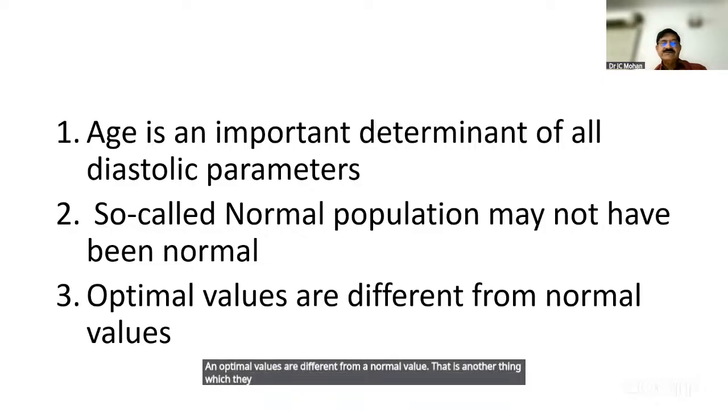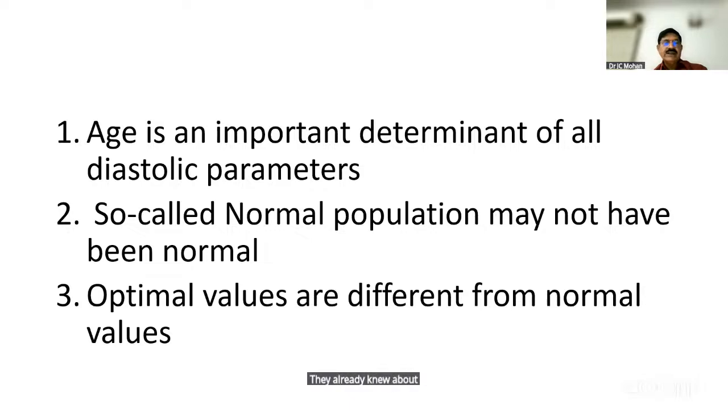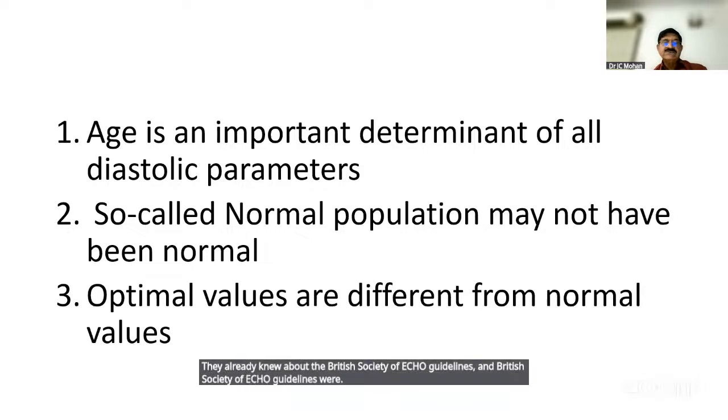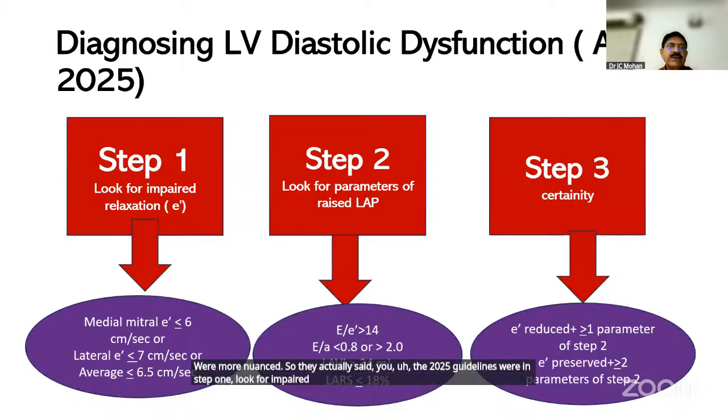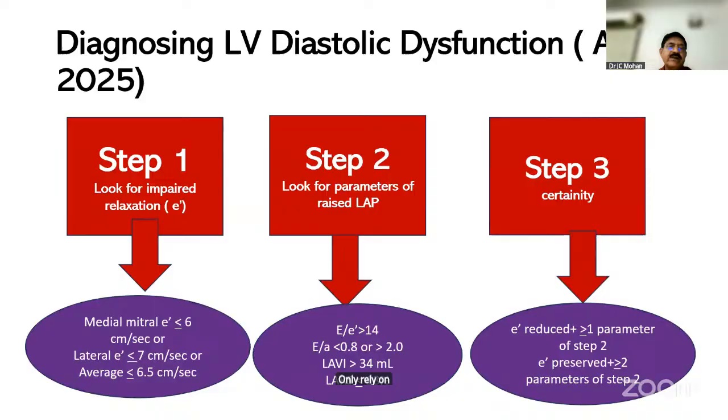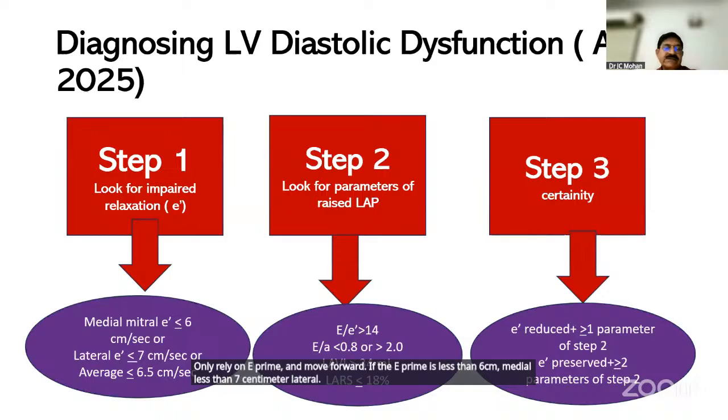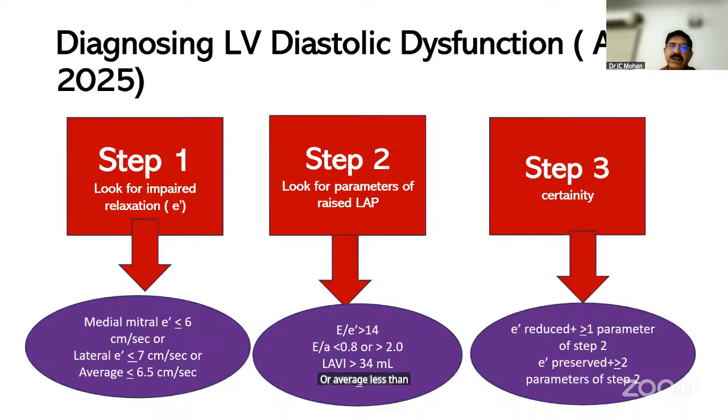The reason, obviously, is they already knew about the British Society of Echo guidelines, and those guidelines were more nuanced. So the 2025 guidelines said in step 1, look for impaired relaxation. Only rely on E prime and move forward if the E prime is less than 6 centimeter per second medial, less than 7 lateral, or average less than or equal to 6.5.